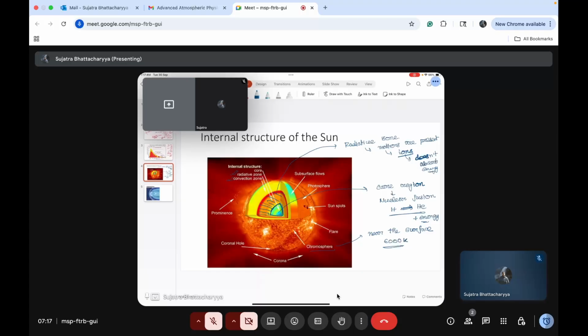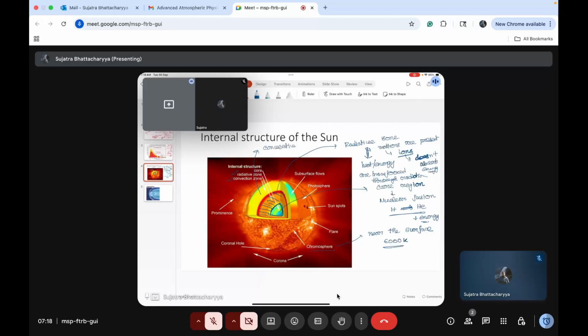So heat, or energy, whatever you want to say, is transferred through radiation. Okay. And finally comes the convective zone. Okay. This, the convective zone.